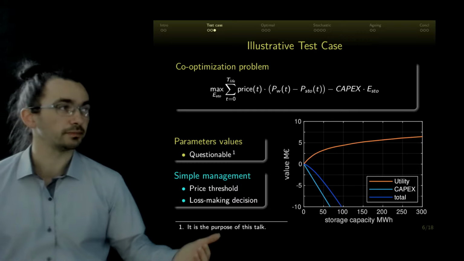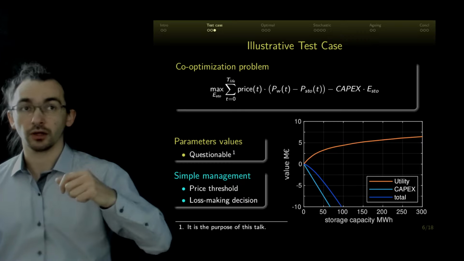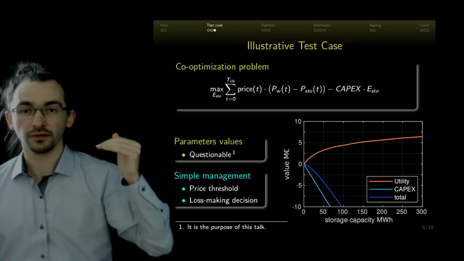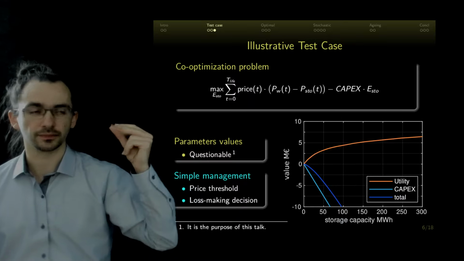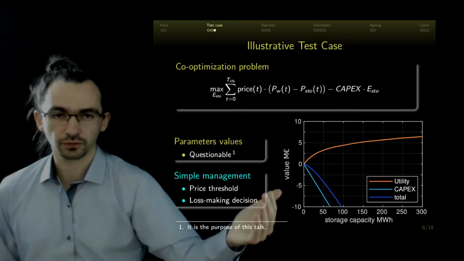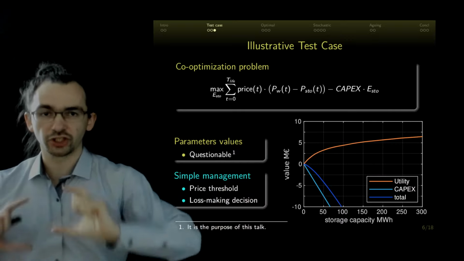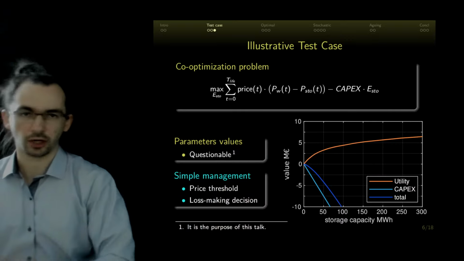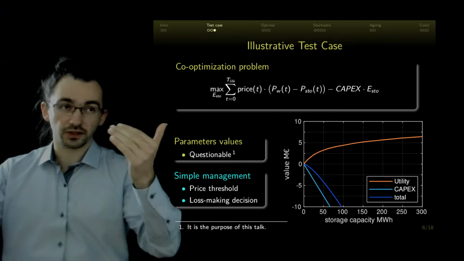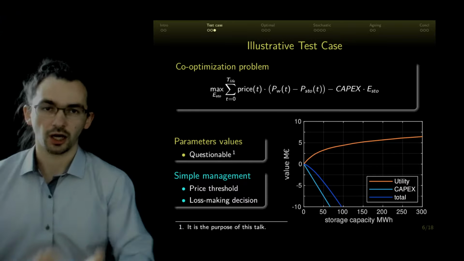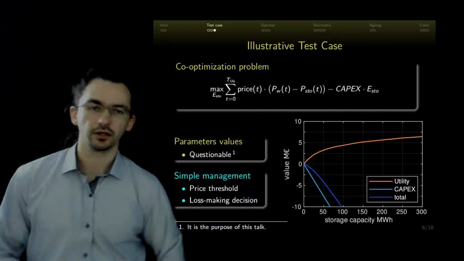So the simplest bet could be that I will choose a price threshold. If the energy price is higher than this threshold, I will sell and I will discharge the battery, and likewise, if the price is below this threshold, I will store in order to sell in the future.